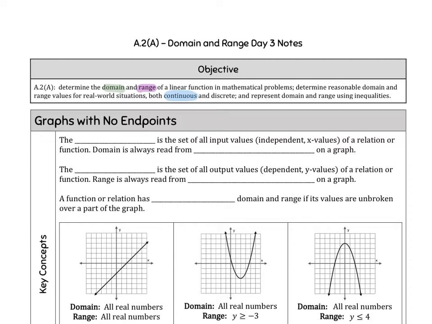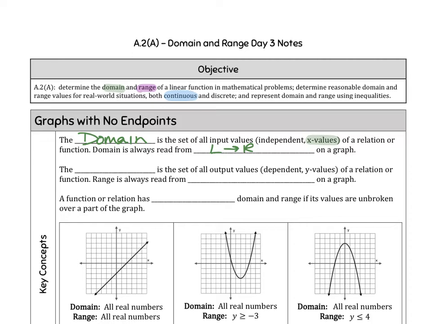Quick vocabulary review. This blank right here says the blank is the set of all input values. What goes in that blank? Domain. Domain, thank you. So domain is the set of all input values, or we highlight x values, of a relation or function. The domain is always read from blank to blank. How is it read? Left to right. Thanks, Dolor. Dolor reminds us that that is from left to right.